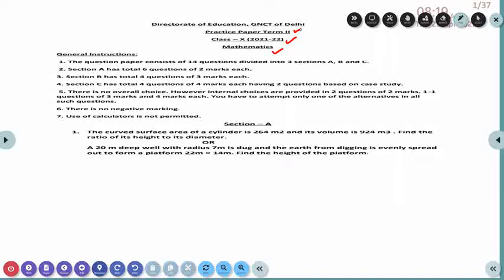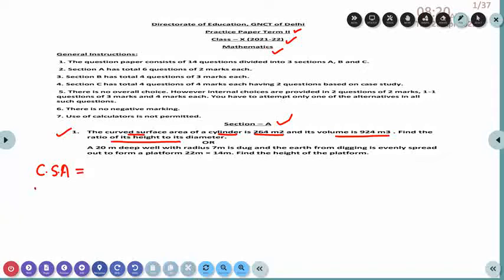The first question is: the curved surface area of a cylinder is 264 meter square and its volume is 924 meter cube. Find the ratio of its height to its diameter. So what all is given in this question? CSA of cylinder is given as 264 and volume of cylinder is given as 924. And we have to find the ratio of height to diameter. That means we have to find H ratio D.